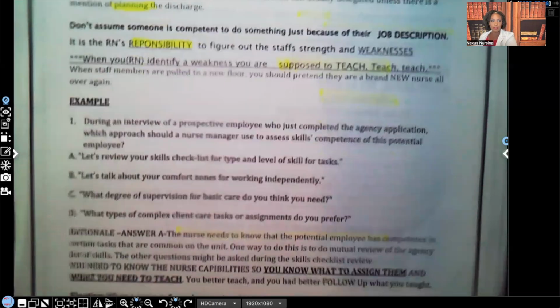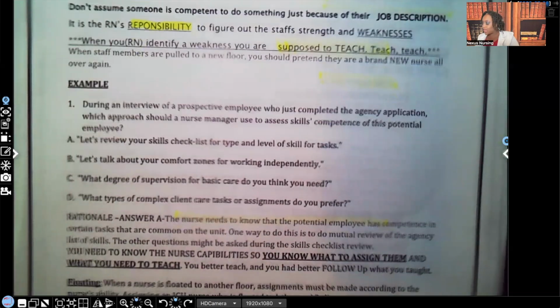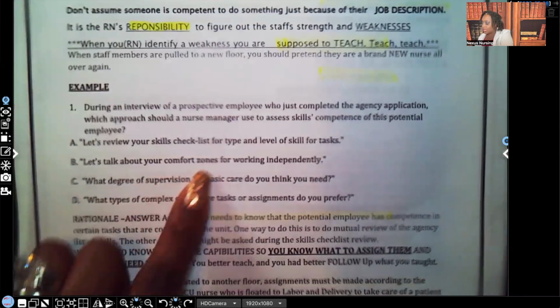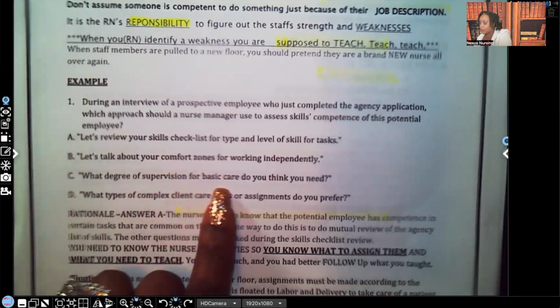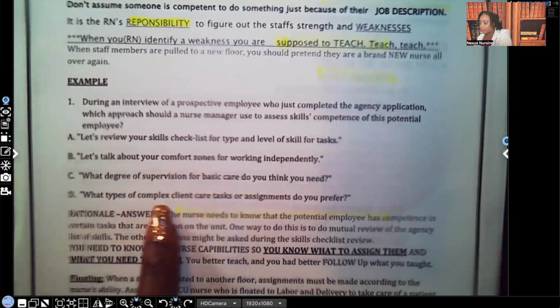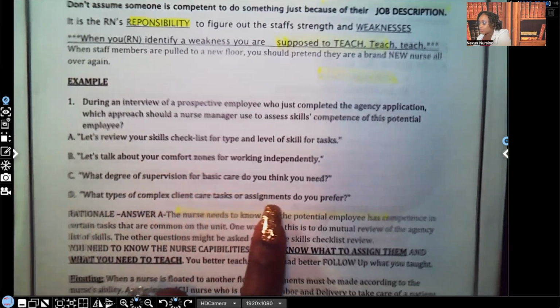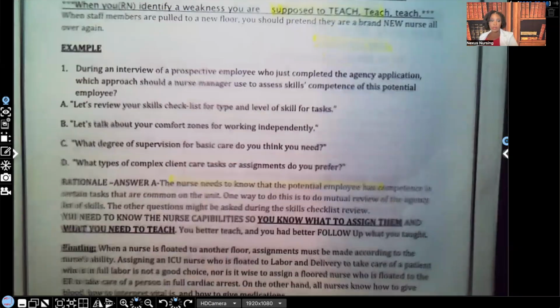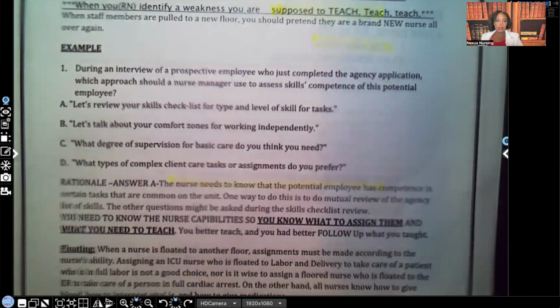Let's look at this example. During an interview of a prospective employee who just completed the agency application, which approach should a nurse manager use to assess the skills and competence of this potential employee? A, let's review your skills checklist for type and level of skills and tasks. B, let's talk about your comfort zones for working independently. C, what degree of supervision for basic care do you think you'll need? Or D, what type of complex client care tasks or assignments do you prefer? And the correct answer is A. Let's talk about your skills.